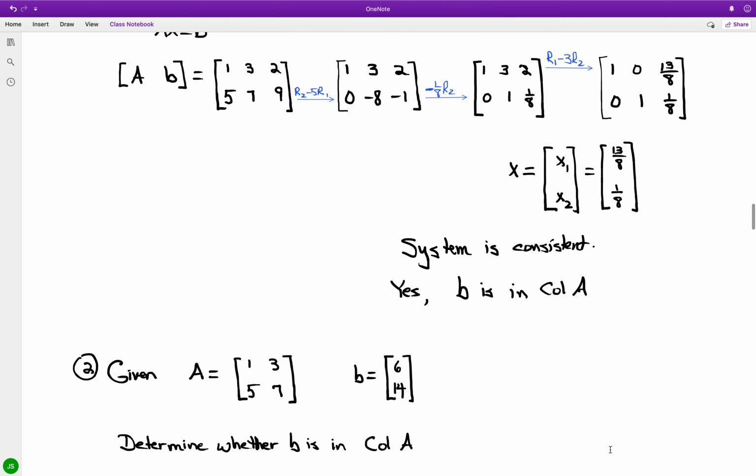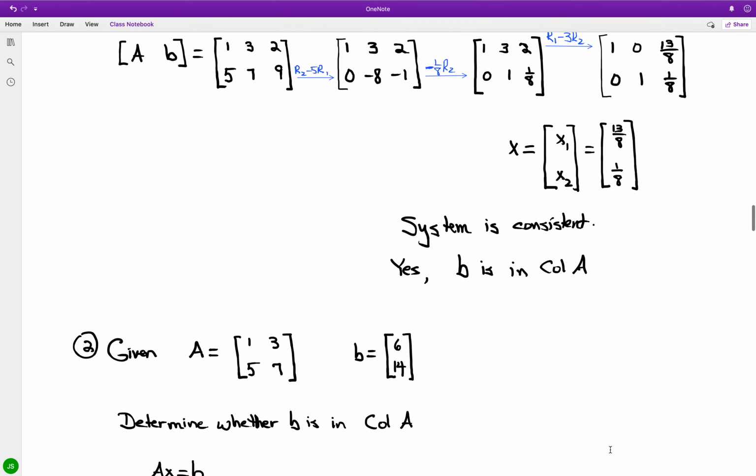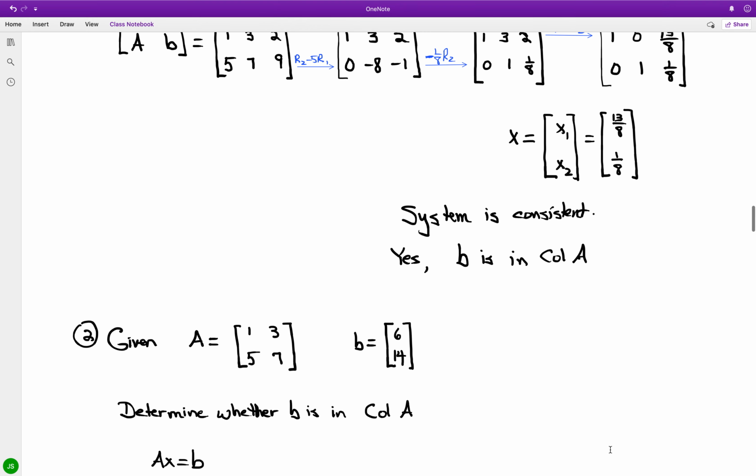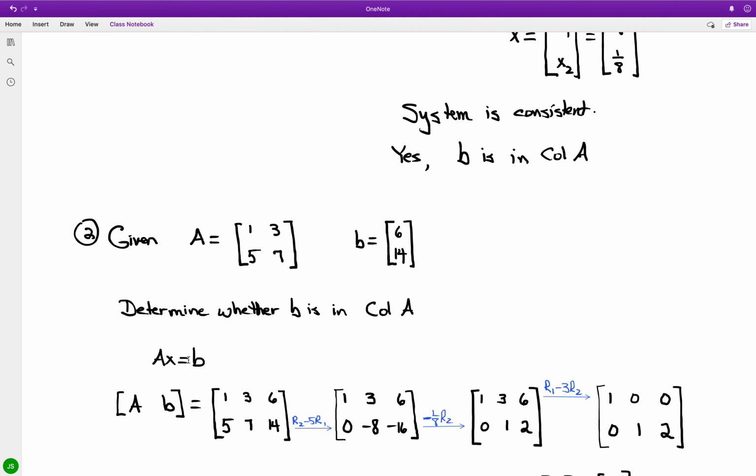Now let's say we have for A again 1, 3, 5, 7, and this time for B we have 6 and 14, and we ask whether this vector is in the column space of A. Again, we're looking to see if AX equals B is consistent. Establishing the augmented matrix, we start with 1, 3, 6 for the first row, and for the last row we have 5, 7, and 14.